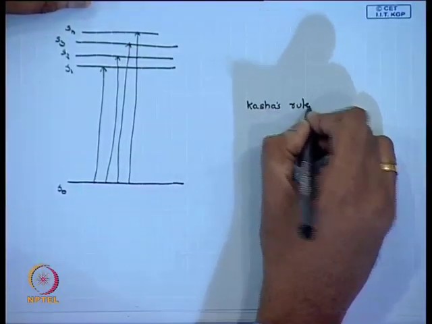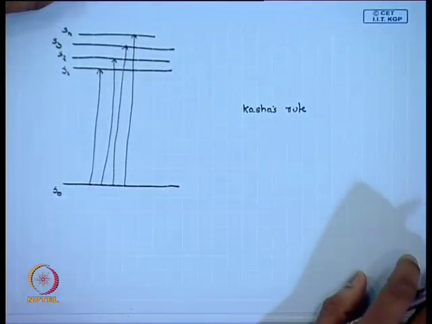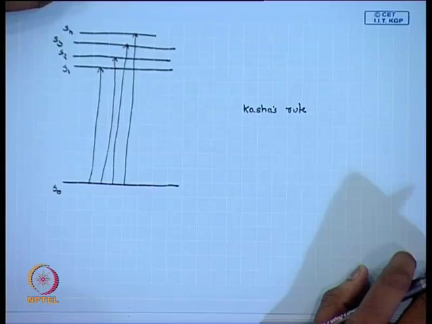We call this the Kasha's rule. What it says is that your fluorescence will be completely independent of the excited state. That means your fluorescence occurs only from the S1 state. It is completely independent of your excited state. All the time it will try to occur from your S1 state only. That is called your famous Kasha's rule.